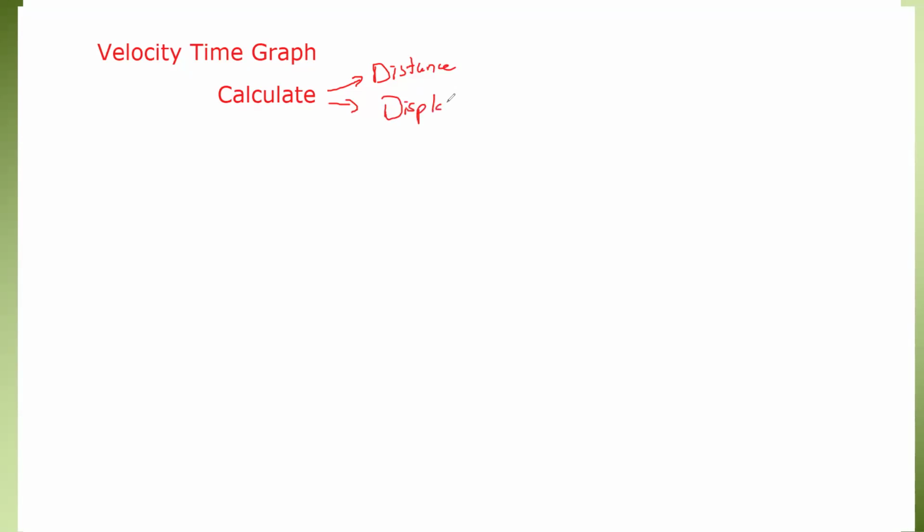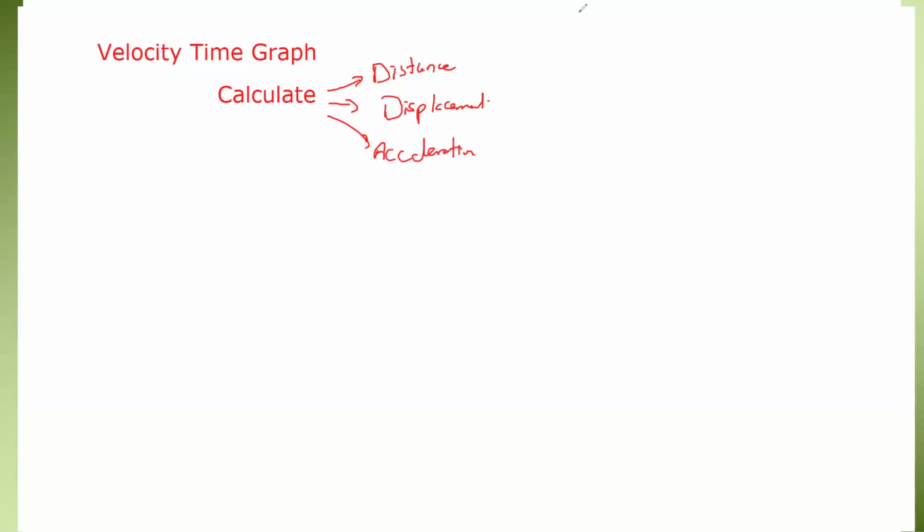So we have a velocity time graph. A velocity time graph, what we can do, we can calculate the distance traveled by an object. We can calculate the displacement. And we can also calculate the acceleration of an object, acceleration or deceleration.